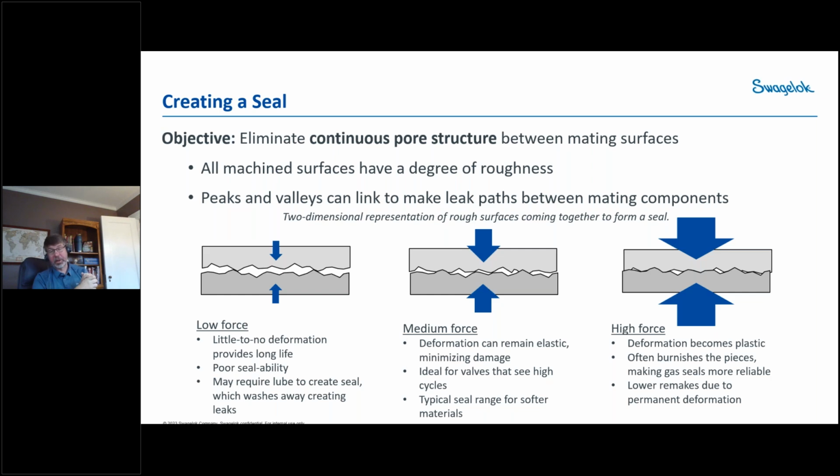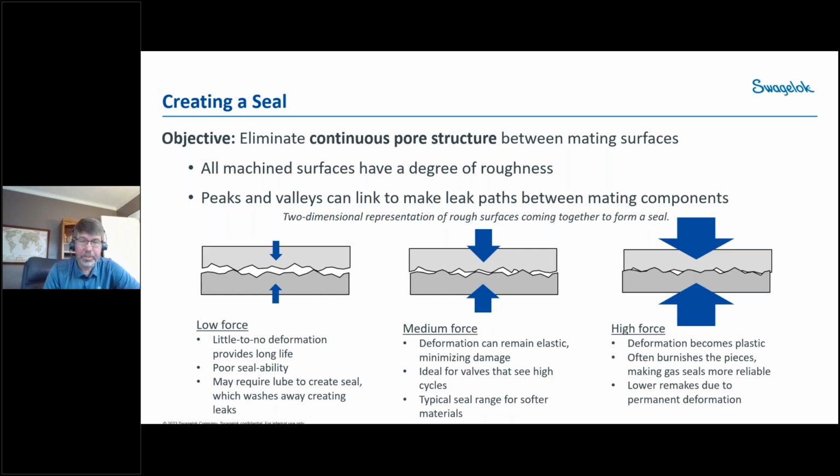As a result, though, there is very poor sealability. It may require some lube or something to fill that continuous pore structure to stop any kind of leak. This could be a nice way to seal if you just have an air line or water line or something where you don't really care about leakage. But again, it's going to have very poor sealability.